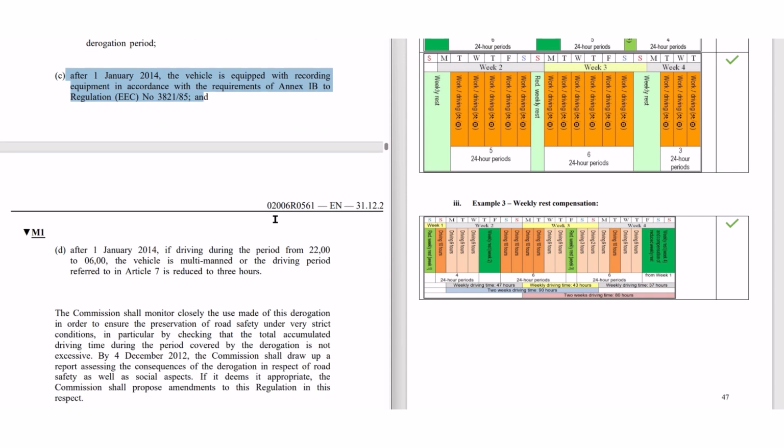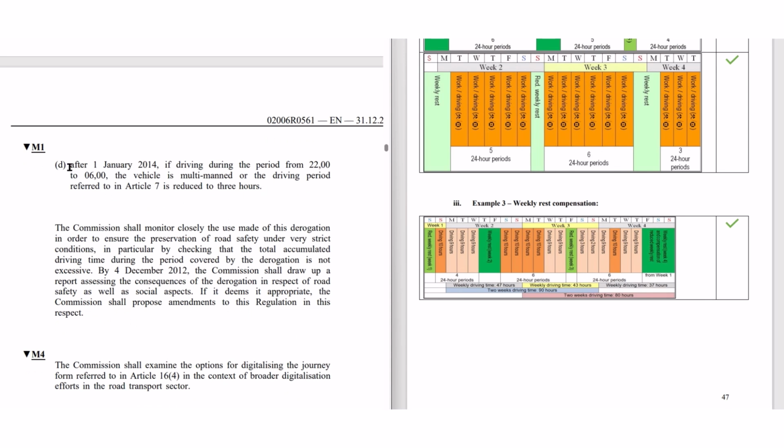Another condition: if driving takes place between 10 p.m. and 6 a.m., considered higher risk periods, either there must always be more than one driver in the vehicle, or, here's the alternative, the maximum duration of driving as defined in Article 7 must be reduced to 3 hours. In other words, the maximum driving period can only be 3 hours long during those hours.